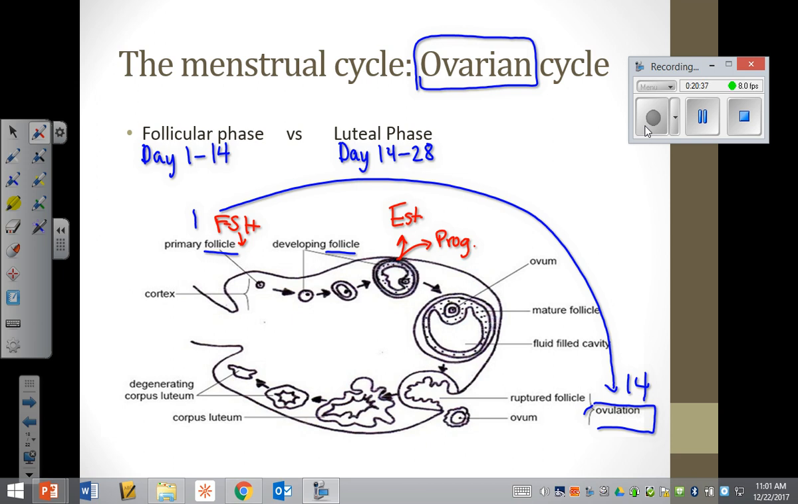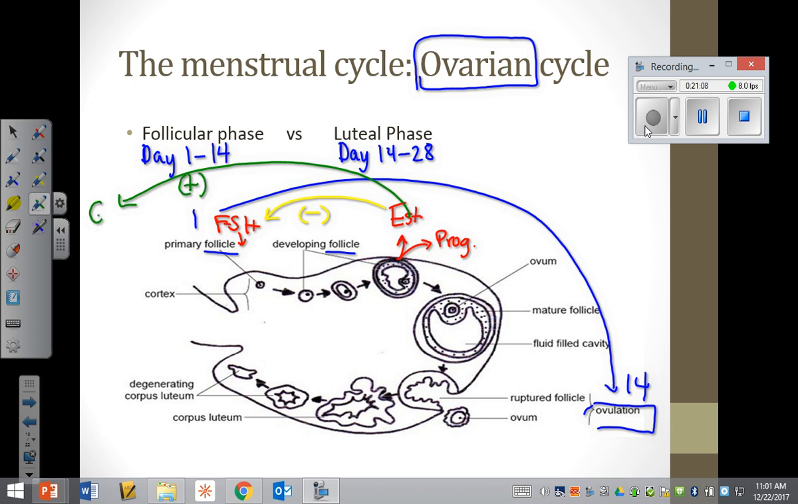Now here's where things get a little bit weird. Estrogen, like I showed you before, has a negative influence on FSH. And so you might think, oh, as soon as the follicle starts developing, estrogen is going to limit the production of FSH, which is good. I don't want more than one follicle developing at a time. But here's the secret secondary pathway.